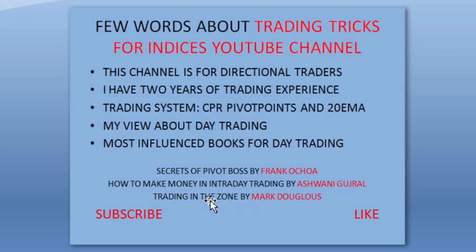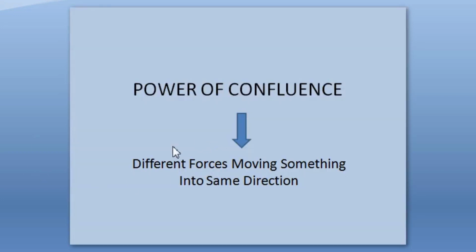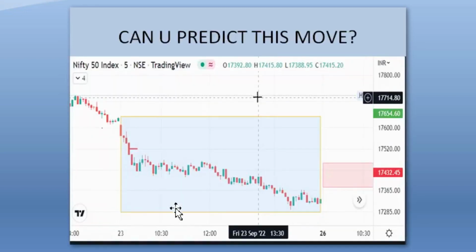Now let's go to our power of confluence topic. Here I am saying different forces are moving something in the same direction. That is, the price is moving in one direction with different aspects moving the same way. This is the one thing you have to know. The price opened somewhere here, this is the high of that day and this is the low of that day. These sorts of movements occur when there is a power of confluence.